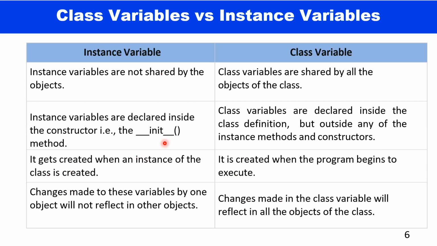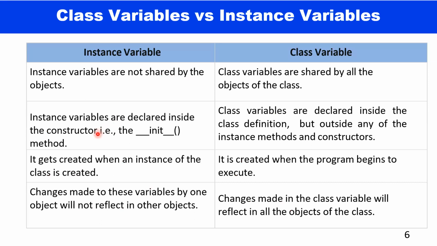Now let us look at the differences between class variables and instance variables. Instance variables are not shared by the objects. Instead, they are different for different objects. On the other hand, class variables are shared by all the objects of the class.